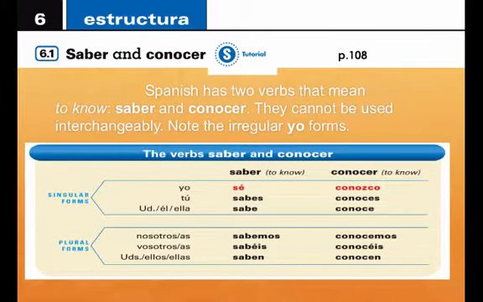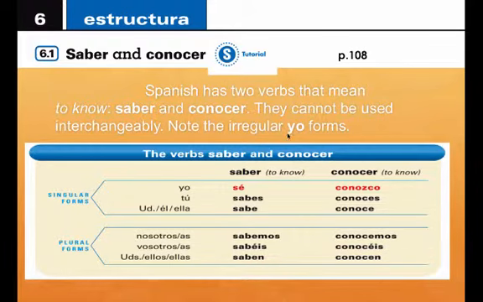All right. So the next part, this will be part 4 of our grammar in Mosaicos chapter 3. We're looking at saber and conocer. Very, very simple. Okay, and I'll try to explain it as well as possible. So we see here, Spanish has two verbs that mean to know: saber and conocer. They cannot be used interchangeably. And we'll look at the conjugations first here. But notice the yo irregular form.